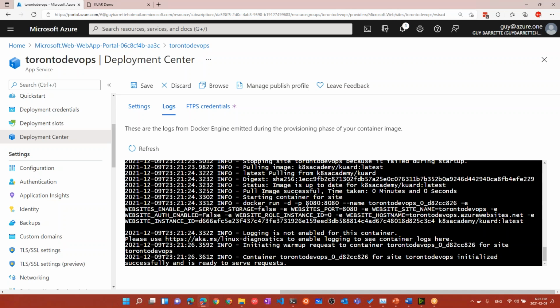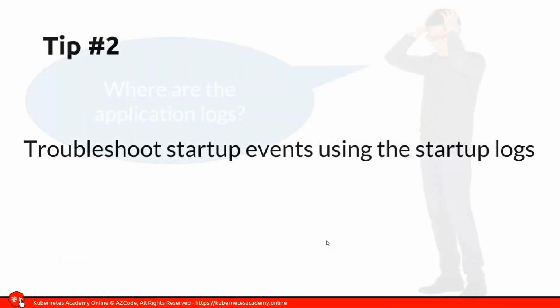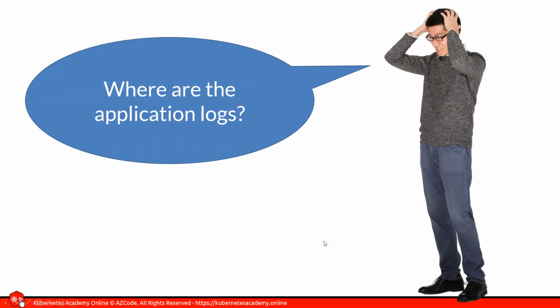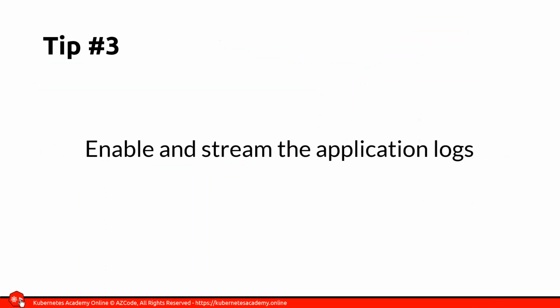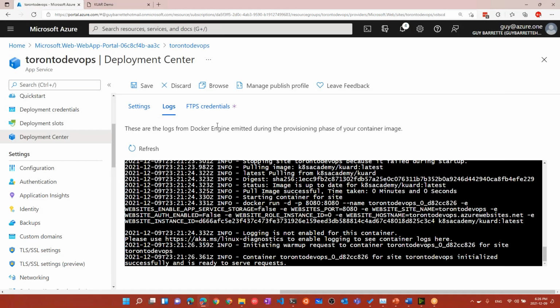All right, so these are not the application logs, right? These logs are outputted by the service itself. All right. Now, where are the application logs? Well, what we need to do is enable these, because they're not enabled by default. So we need to enable them, and we need to find a way to stream them. Okay, so let's try to do that.